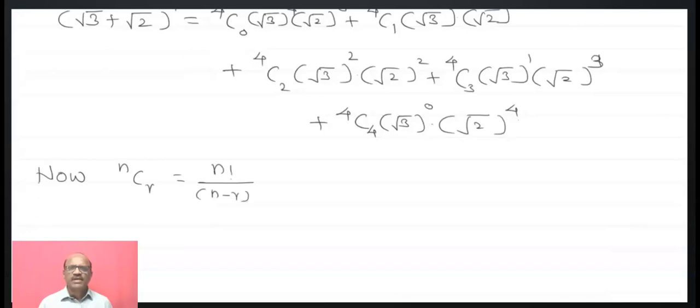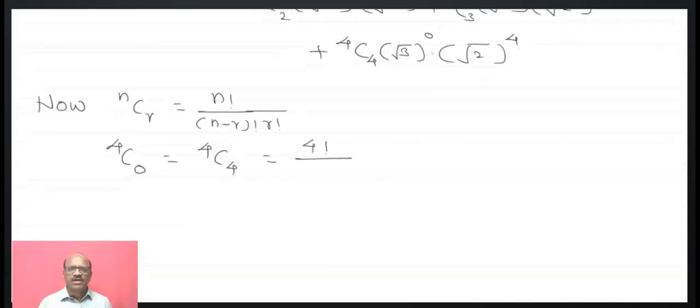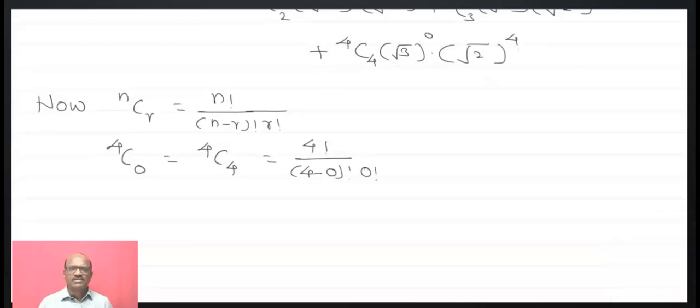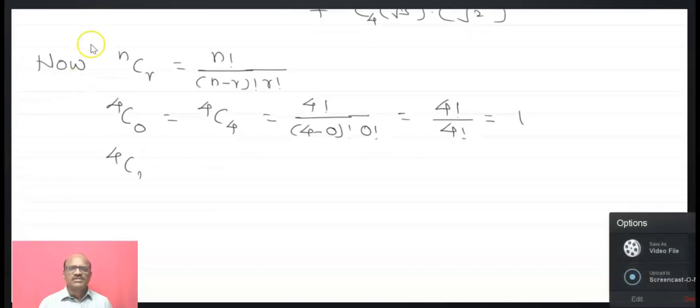Now we'll find out the values. That is, nCr is equal to n factorial upon (n minus r) factorial into r factorial. These are the values. You can see this, nCr is equal to n factorial upon (n minus r) factorial into r factorial. This is the formula. Now we will find out the values of nC0.